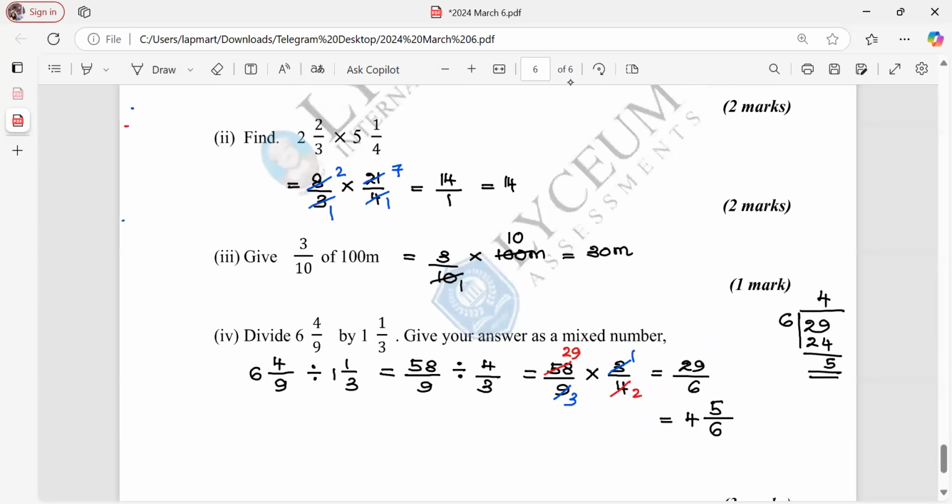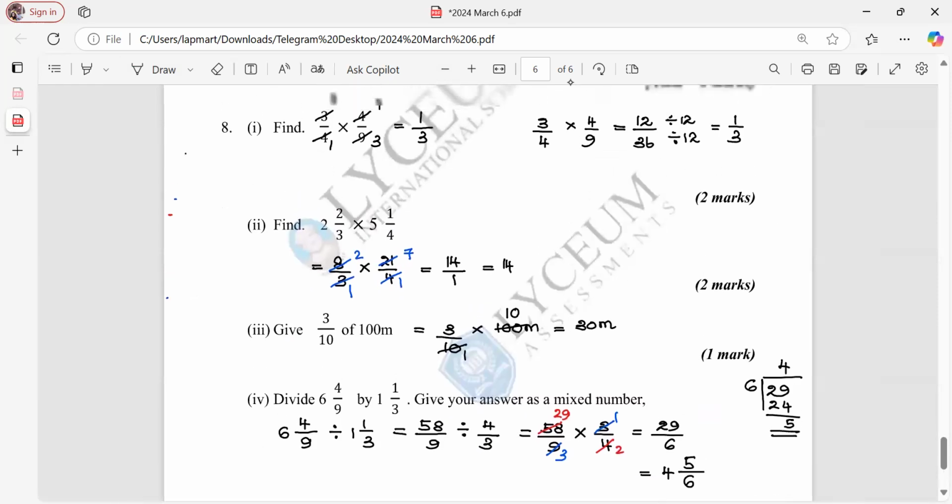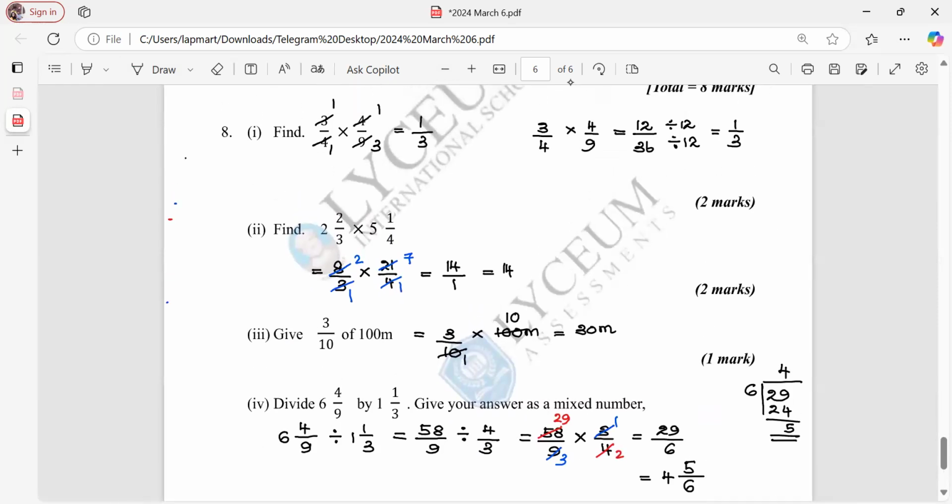So this is the answer for the question number. I'll make it smaller so then you can see the whole thing on one screen. So then these are the answers for question number 8. And that is the end of 2024 March semester examination paper.